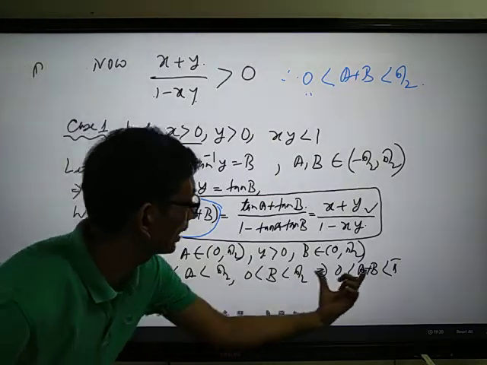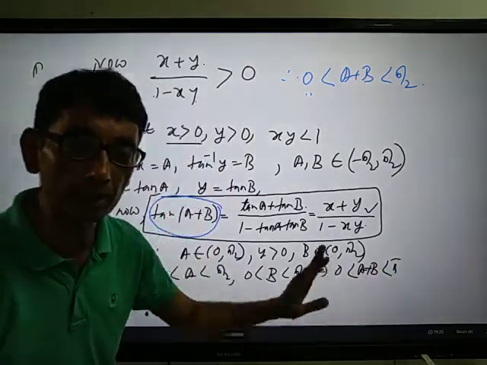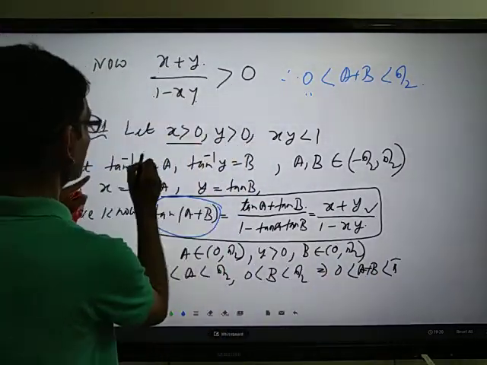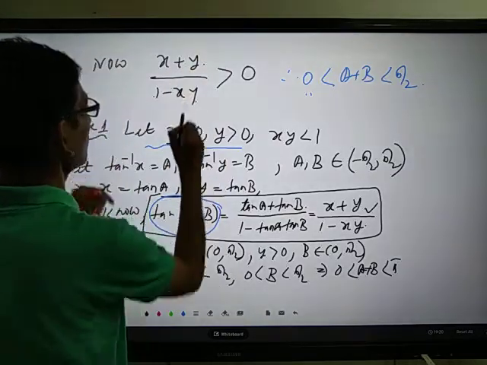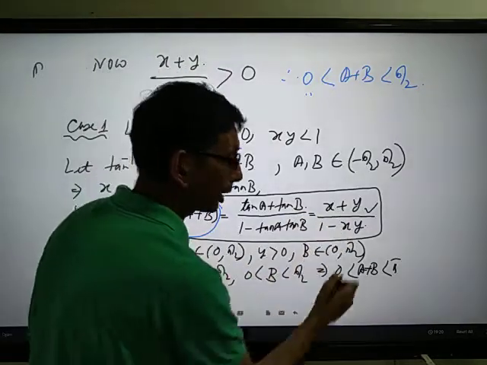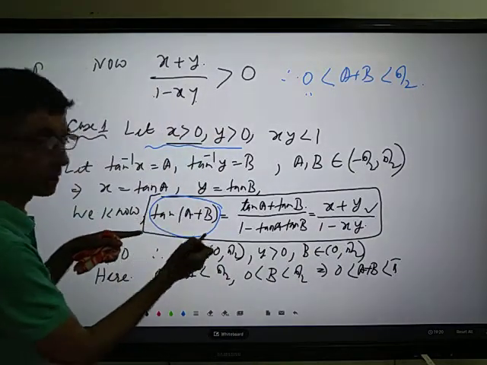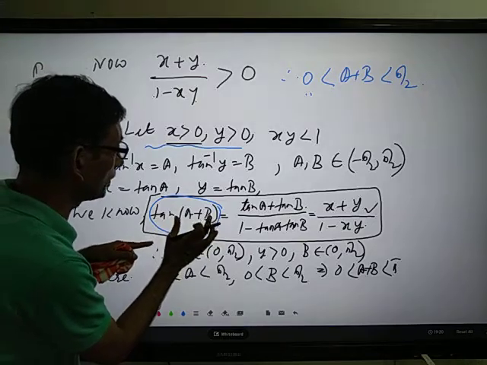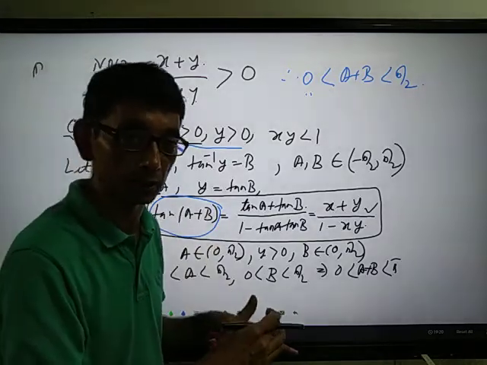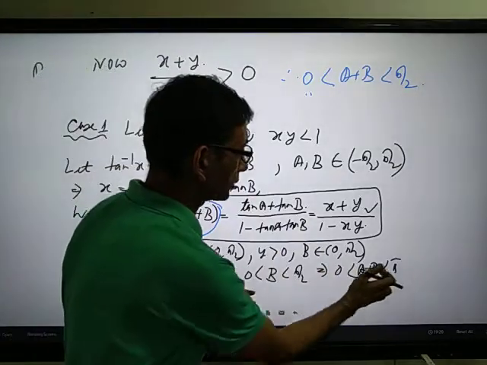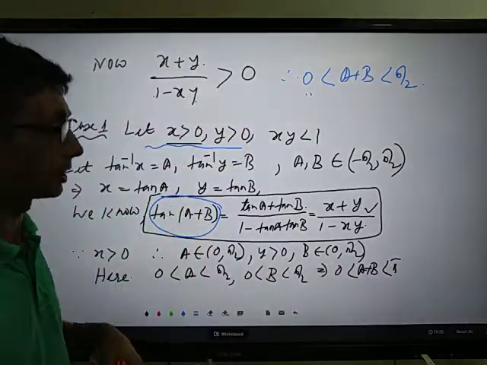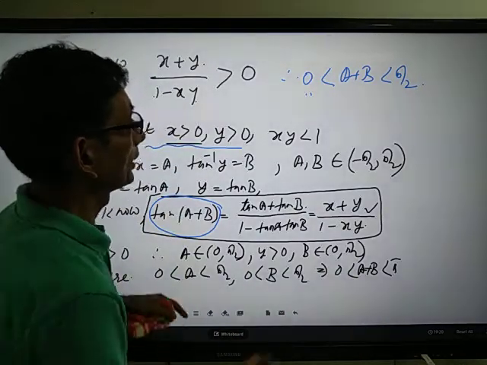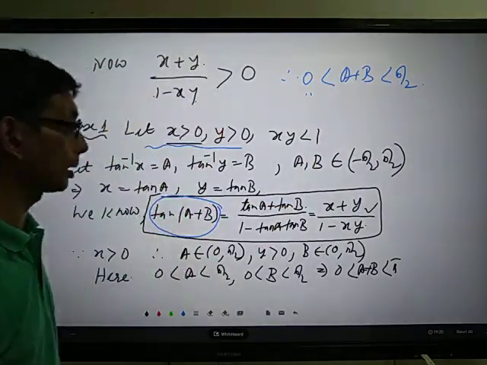From this one I already explained that a plus b lies between 0 to pi. So a plus b could be in the first quadrant or the second quadrant. But we know that x plus y divided by 1 minus xy is equal to tan(a plus b). If tan(a plus b) is positive, then a plus b should lie in the first quadrant or the third quadrant. But here a plus b lies between 0 to pi, so we need to check the first and second quadrants. In the second quadrant tan(a plus b) will be negative, therefore a plus b will lie between 0 to pi by 2.